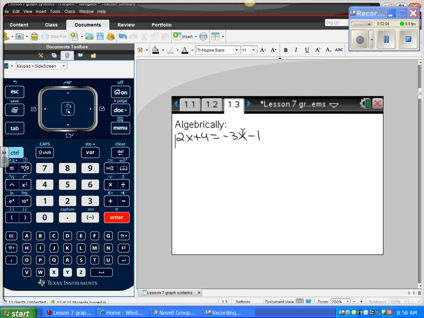Okay, so now what am I going to do? Get what to one side? The x's. Good. So what do I want to move? Sure, let's move over that negative 3x. So I'm going to add 3x to both sides. We get 5x plus 4 equals negative 1. Subtract 4. Good. 5x equals negative 5. X equals negative 1. It's quick.